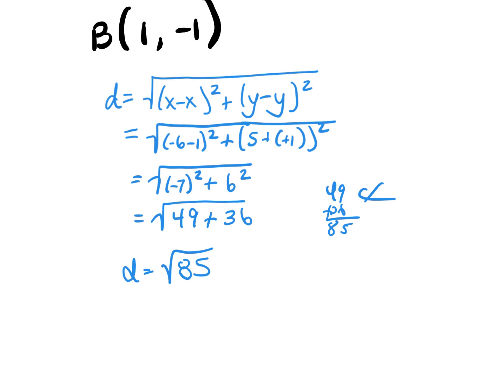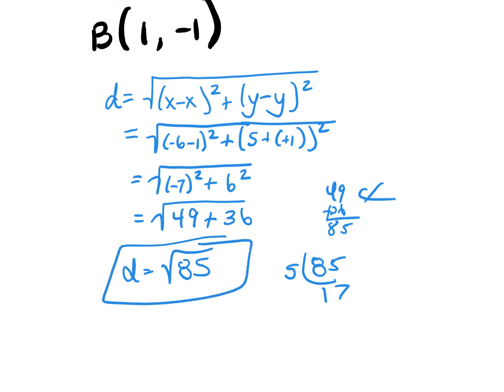Now, what should I check to see? If 85 can be simplified. So, square root of 85, I should say. Does 2 go in? No. 3? No. 5? Yes. 5 goes into 8 one time, right, with 3 left over. Then 5 goes into 35 17 times. Can I break down 17? No. So then right there, guys, is your final answer.